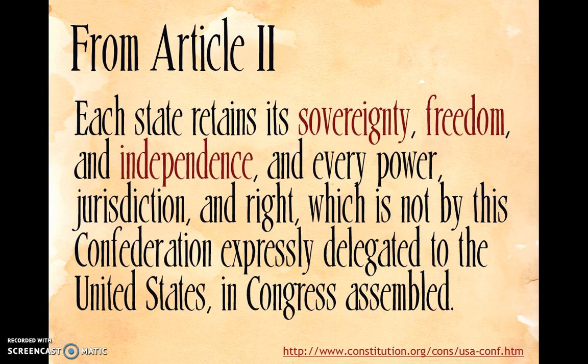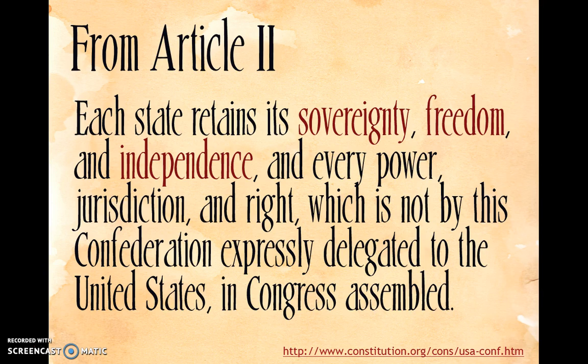Article 2 says each state retains its sovereignty, freedom, and independence, and every power, jurisdiction, and right which is not by this confederation expressly delegated to the United States and Congress assembled. It acknowledges that each state is a country of its own, right? See, the way we use the word state is confusing here. The way these documents use the word state is the true definition, right?